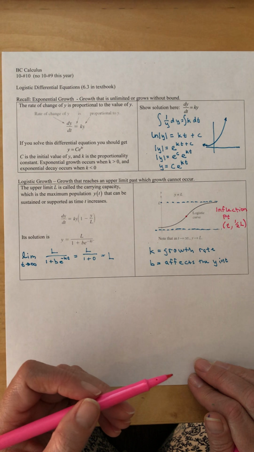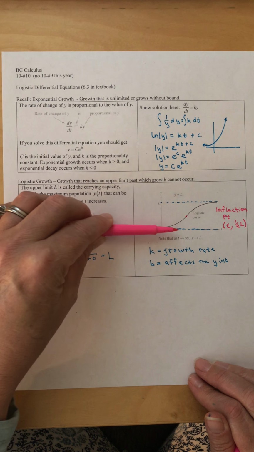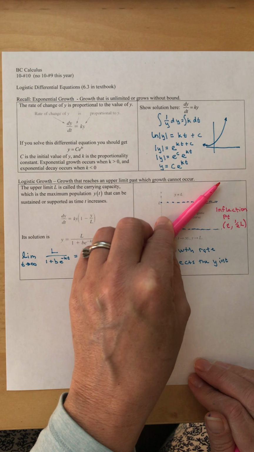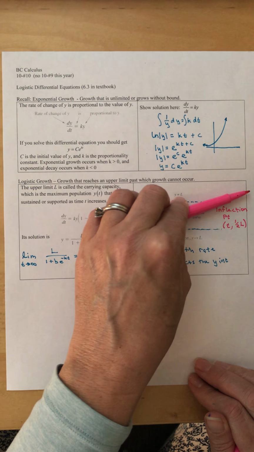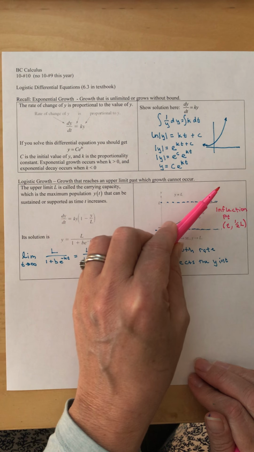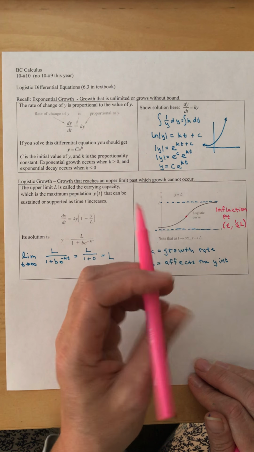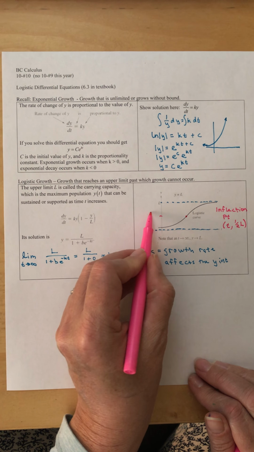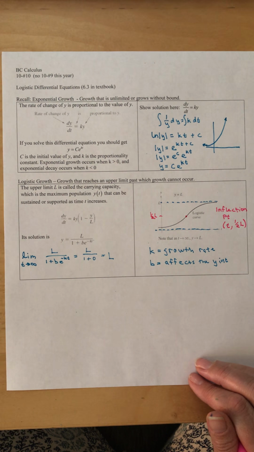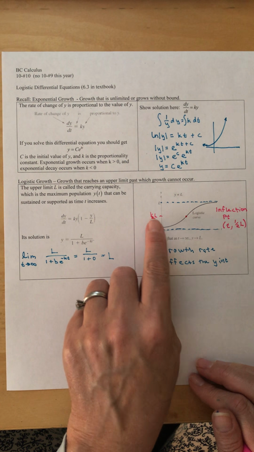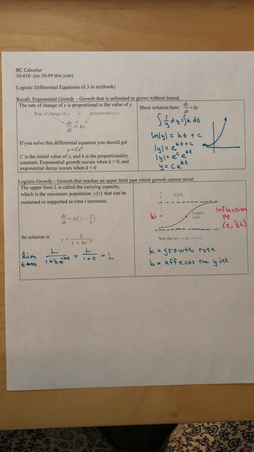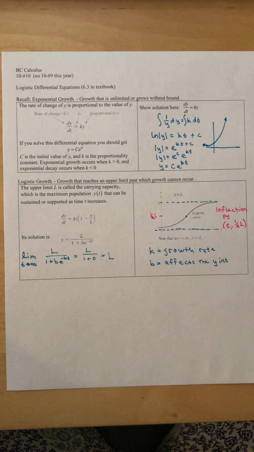So there's some symmetry to this graph such that the slope is increasing, and then the slope is still positive, but now the slope is decreasing. That point where it changes from increasing at an increasing rate to increasing at a decreasing rate is always exactly at half of L. And the AP test loves that question, of having you demonstrate that you know that that occurs there. All right, so we are going to look at a specific example.